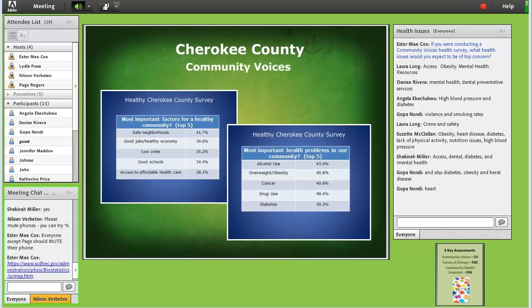I was a little bit surprised by that. I'm not sure why, but in addition to that, drug use, which those two can kind of go together, came up pretty high too. But overweight and obesity was pretty high, as well as cancer and diabetes. So those folks were certainly thinking about some of those chronic diseases.